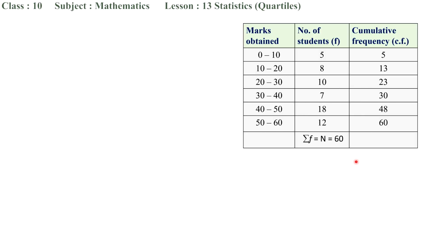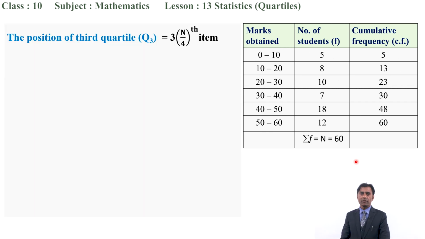Are you sure? Yes. So after Q1, now let's go with Q3. First we have to find the position of the third quartile. With which formula? It is 3 times n by fourth item. In case of the first quartile, it is only n upon fourth item, but in case of the third quartile, it is 3 times n by fourth item.